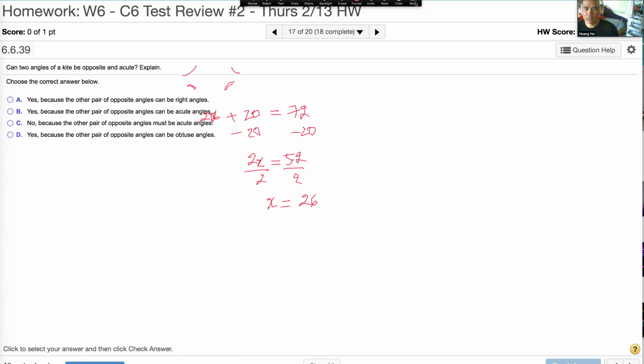Alright, question 17. We're almost done here. Can two angles of a kite be opposite and acute? Explain. Can two angles of a kite be opposite and acute? I guess yes. The answer is yes.